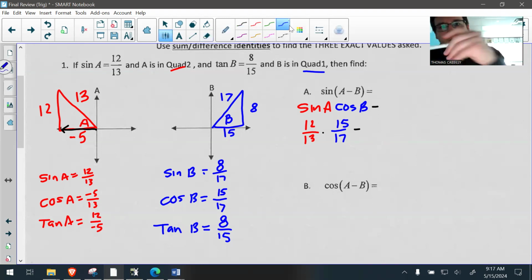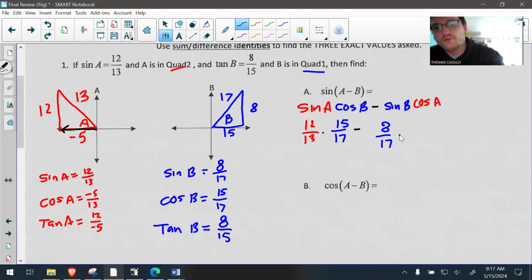All right, so we're going to have the sine of B, needs to be in blue, times the cosine of A. Angle A is red, angle B is blue. All right, so the sine of B is 8/17. And then cosine of A is -5. So this needs to be multiplied by -5/13.